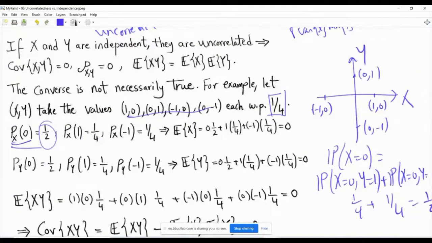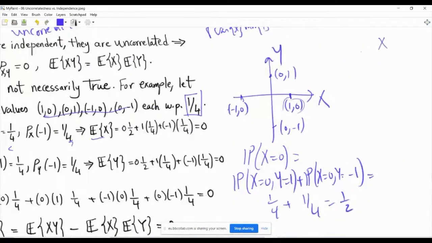What is the probability that x is equal to 1? Well, x is equal to 1 only for this point, and so this is 1/4, and x equal to -1 is only this other point, so this is 1/4. Now we know that x has possible values -1, 0, and 1. This happens with probability 1/4, 1/2, and 1/4.